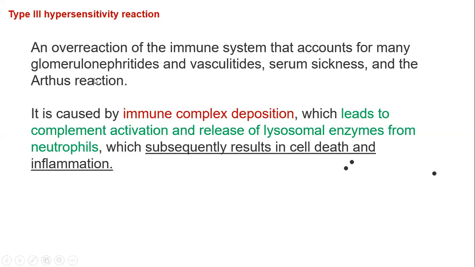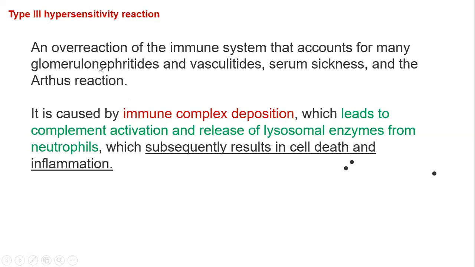And when they delved into more detail, they came to know that it is caused by immune complex deposition. So they are talking about immune complex deposition, which leads to complement activation and release of lysosomal enzymes from neutrophils. And subsequently, it causes cell death and inflammation.